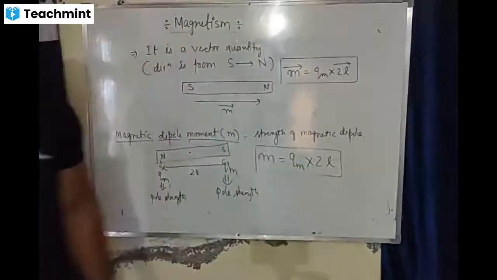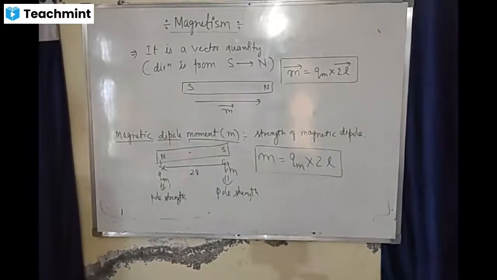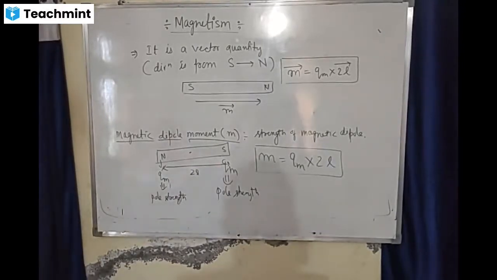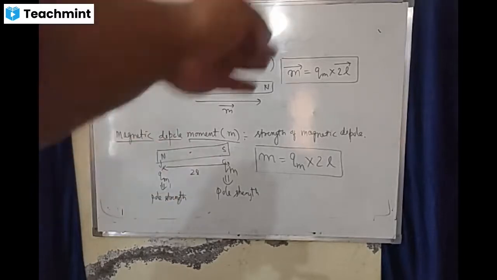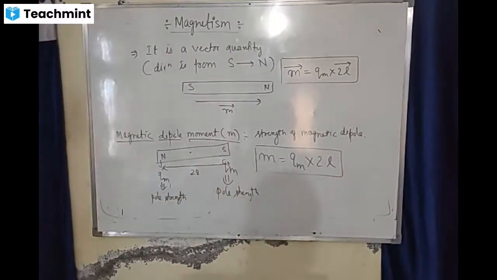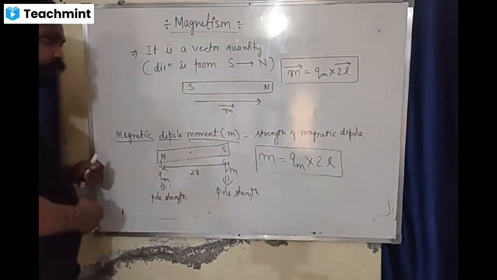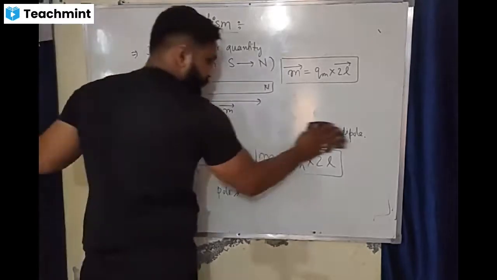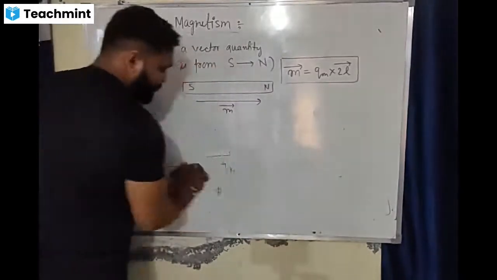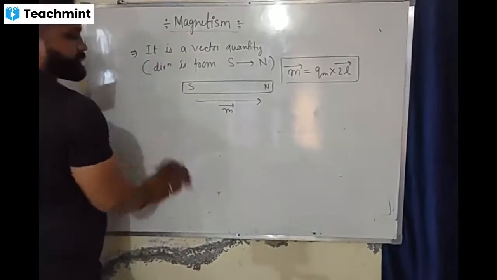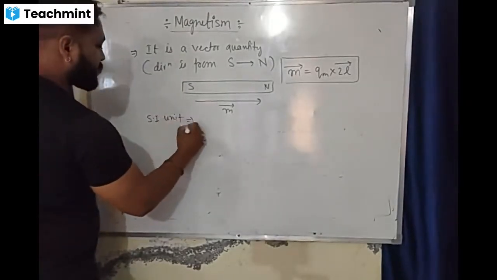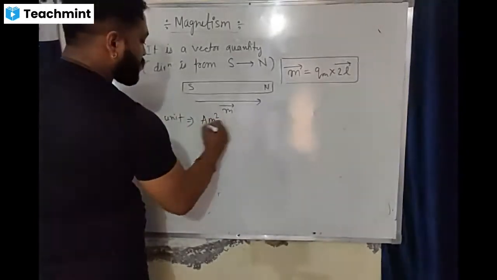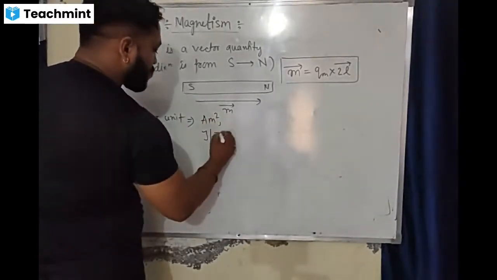So magnetic dipole moment is a vector quantity and its direction is always from south pole to north pole. And magnetic dipole moment can be given by vector m equals q into 2L. Now if we talk about its unit, it has two units basically. The commonly used unit is known as the SI unit, and the SI unit is ampere meter square, and the other unit is joule per Tesla.